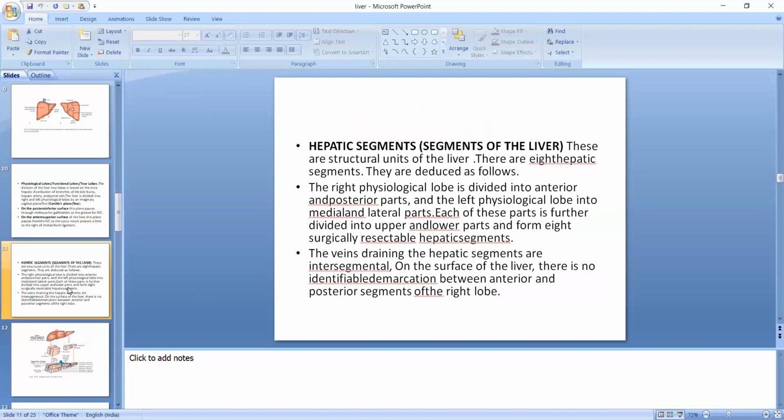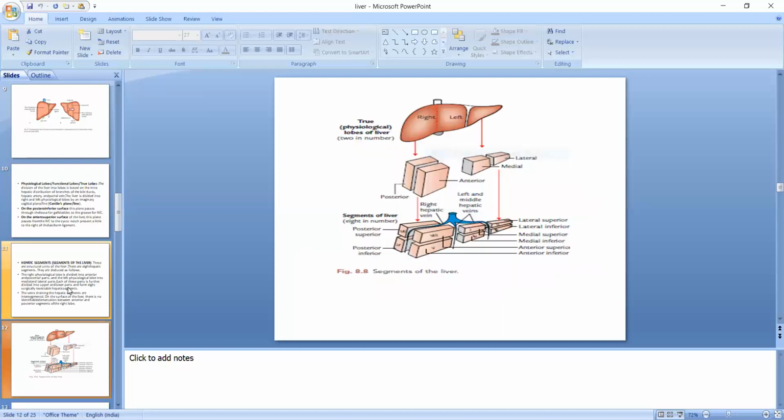The veins draining the hepatic segments are intersegmental. It means the veins that drain not along the one segment, they are draining through various segments. On the surface of the liver, there is no identifiable demarcation between the anterior and the posterior segment of the right lobe. These are lobes, and we can see here right and left, then posterior and medial and lateral.